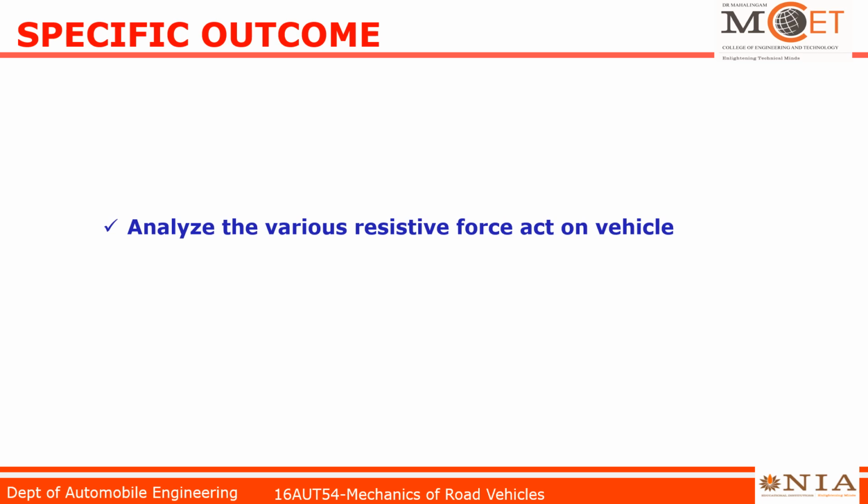Second outcome is to analyze the various resistive forces that act on the vehicle. We know that there are many forces that may oppose our movement. In vehicle movement also there are some forces that will affect the movement. Here we have to learn the number of forces and the nature of the forces that actually oppose the movement of the vehicle. That is what we call resistive forces on a vehicle.